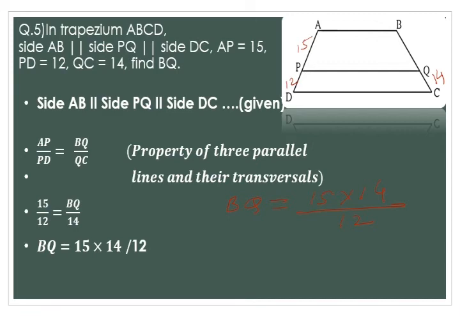Here we will simplify it. First we divide by 2: 2 sevens are 14 and 2 sixes are 12. Again by 3: 3 twos are 6 and 3 fives are 15. Next, 7 into 5 is 35 upon 2, and 35 upon 2 is 17.5. So BQ is equal to 17.5 units.